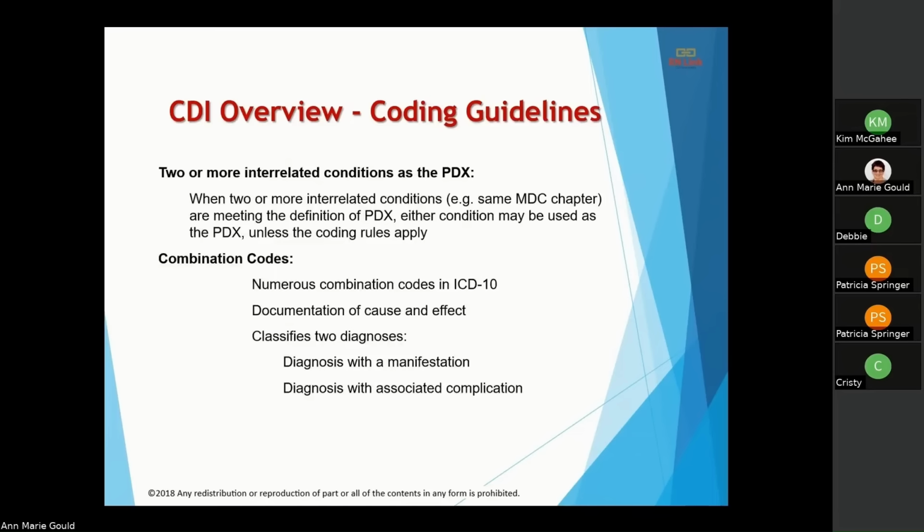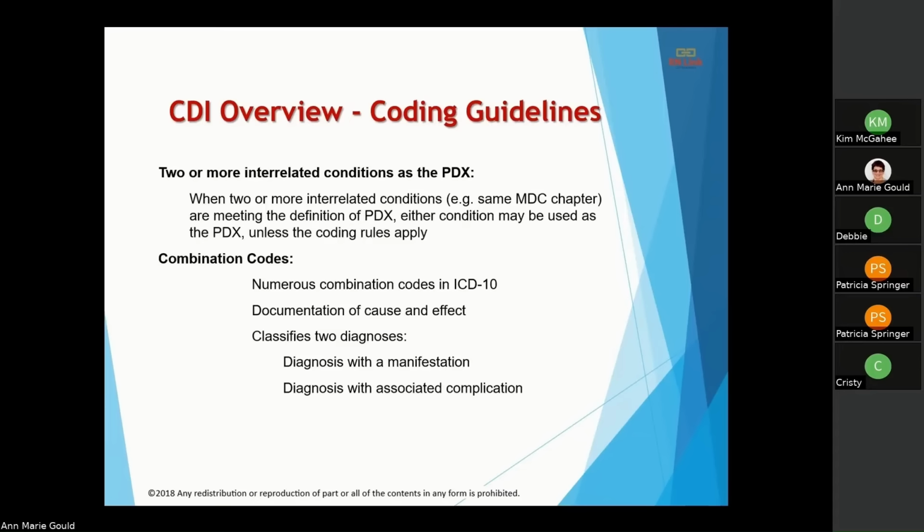2 or more interrelated conditions as the PDX. So if you have 2 or more interrelated conditions, meaning they're from the same MDC chapter and are meeting the definition of PDX, either condition may be used as the PDX unless coding rules apply. So sometimes you have chapter specific coding rules, right? So we may not be able to use one diagnosis. You have to use that second diagnosis that meets. And usually the coders are really on top of their game when it comes to the coding rules.